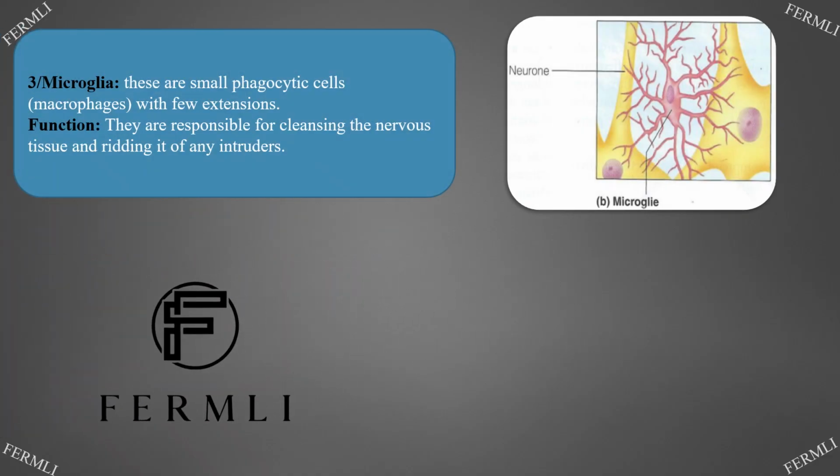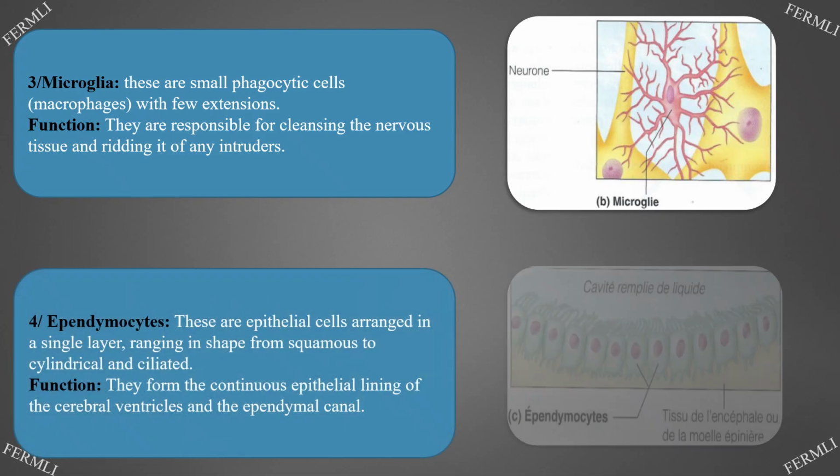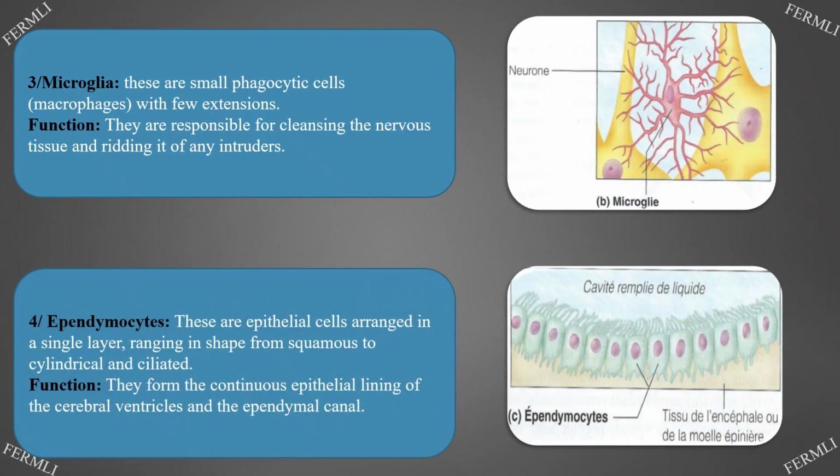Three, microglia. These are small phagocytic cells, macrophages, with few extensions. Function: they are responsible for cleansing the nervous tissue and ridding it of any intruders. Four, ependymocytes. These are epithelial cells arranged in a single layer, ranging in shape from squamous to cylindrical and ciliate. Function: they form the continuous epithelial lining of the cerebral ventricles and the ependymal canal.